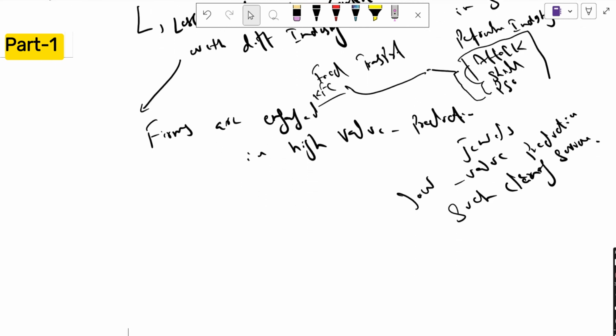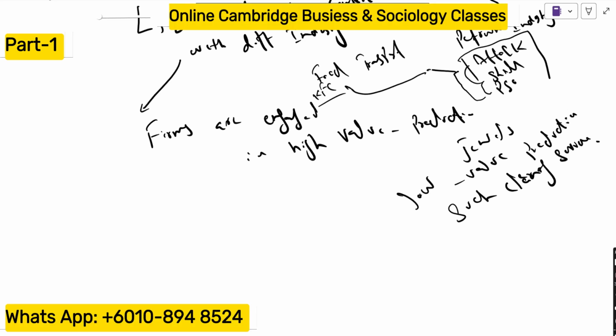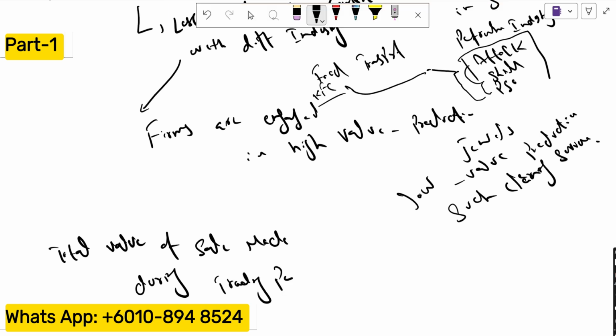So what is the formula to measure the sales turnover? The formula is the total value of sales made during the trading period, which is selling price multiplied by quantity sold.